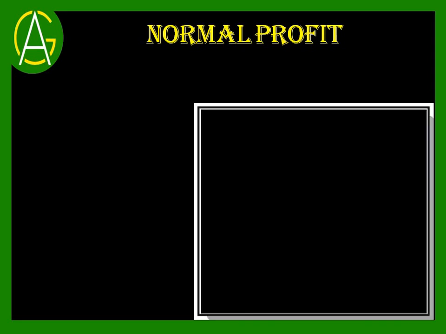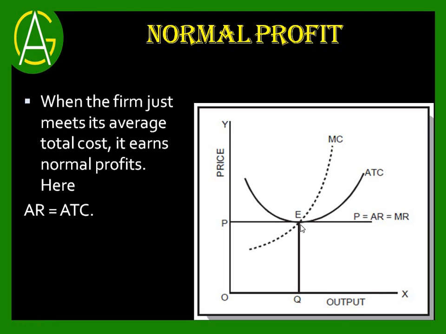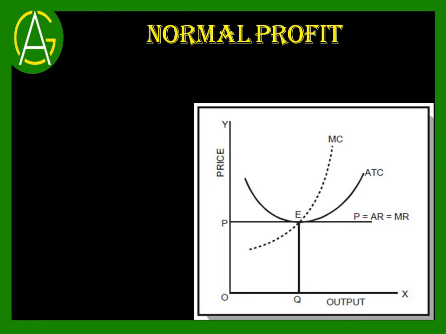Next situation is normal profit. Normal profit is very much easy, we can understand it. See, once again, in order to understand the diagram, we have to adopt the steps. The first step is to find out the equilibrium point. In order to find out the equilibrium point, we require marginal revenue curve and marginal cost curve. This is the marginal revenue curve and this is the marginal cost curve. At the intersection of marginal revenue and marginal cost, we find out equilibrium point.